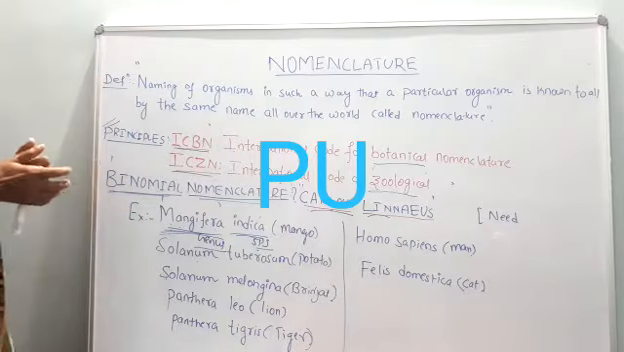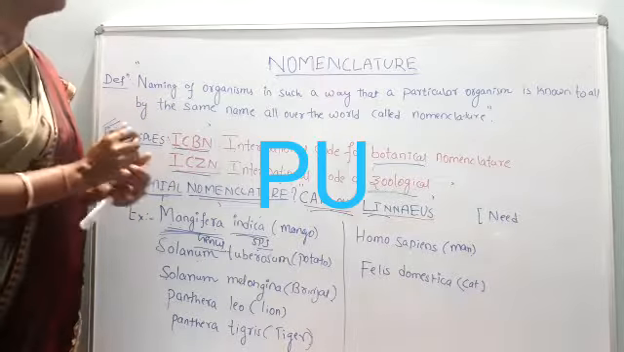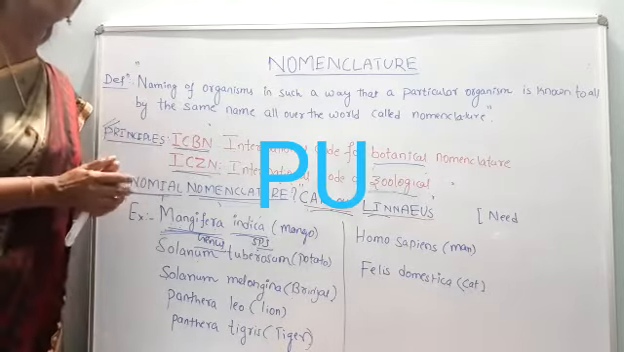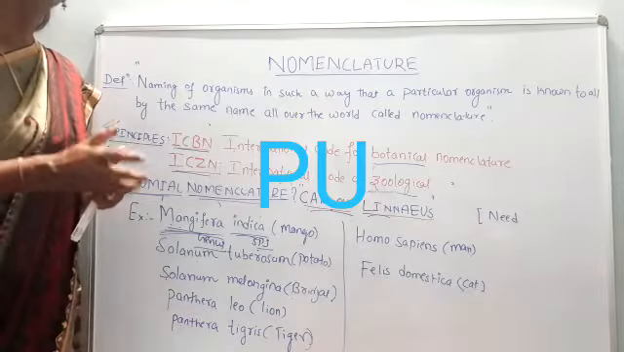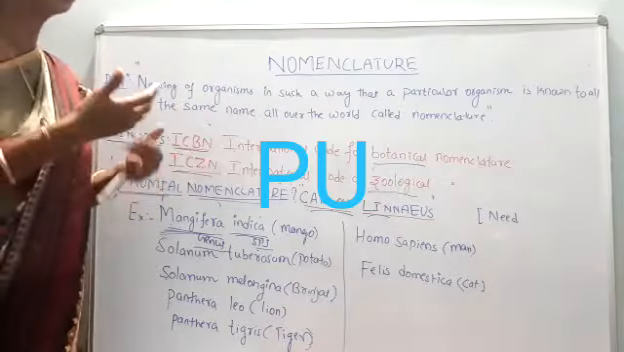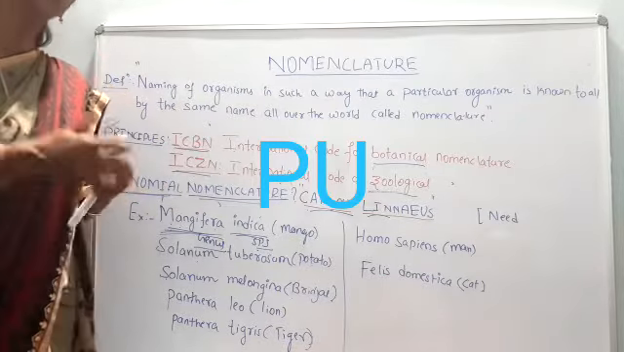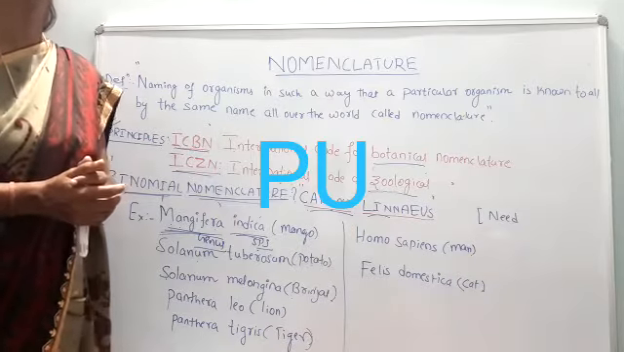With this, nomenclature is over. In the forthcoming classes, we will see what rules are essential for nomenclature. Nomenclature is over, but there are rules we have to follow. What are the different rules we have to follow for naming organisms? We will discuss that in the next class.